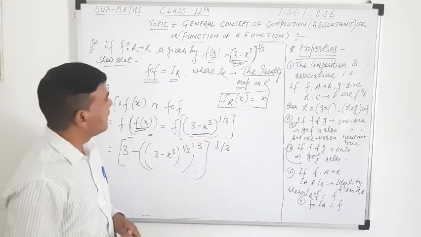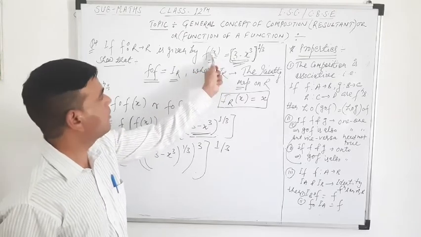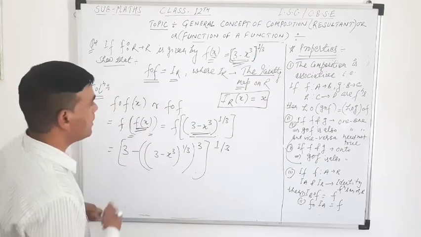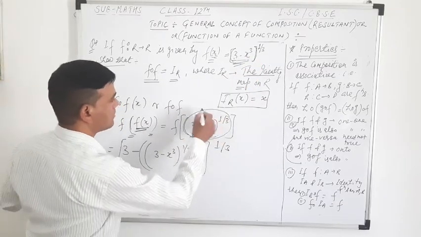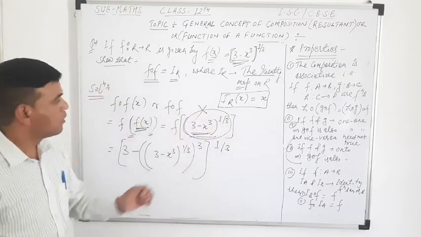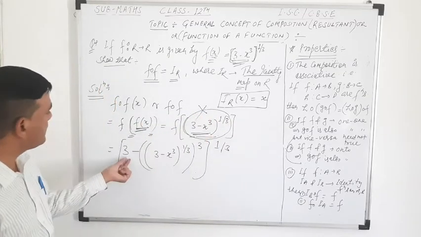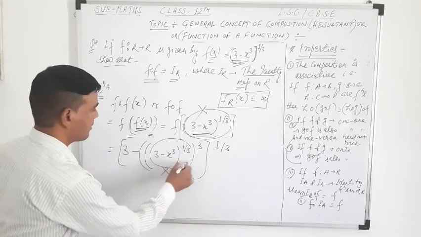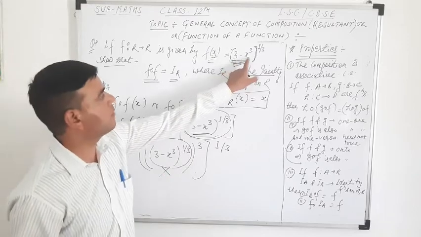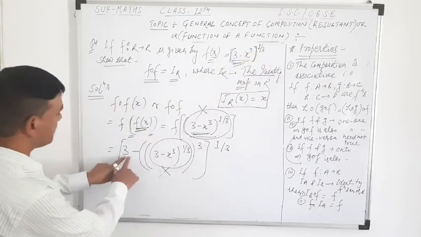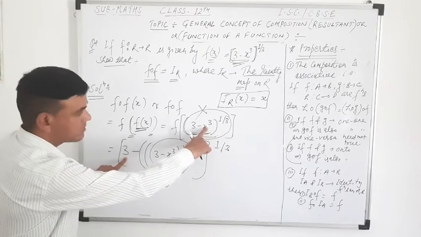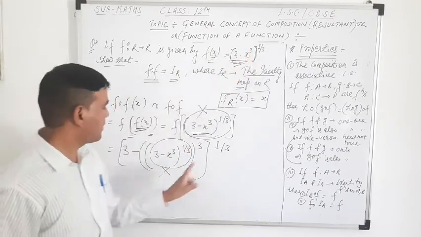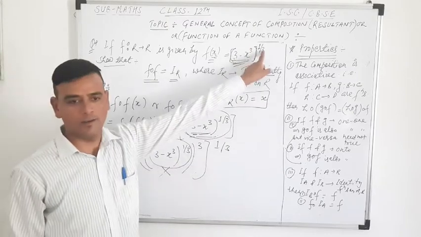I repeat this again. If x is here, then we have the value of the function as 3 minus x to the power 3, whole power 1 upon 3. Now in place of x we have this whole. Suppose this is capital X. So 3 minus capital X to the power 3, whole power 1 upon 3. This one is capital X, so 3 minus capital X power 3, and whole power 1 upon 3.